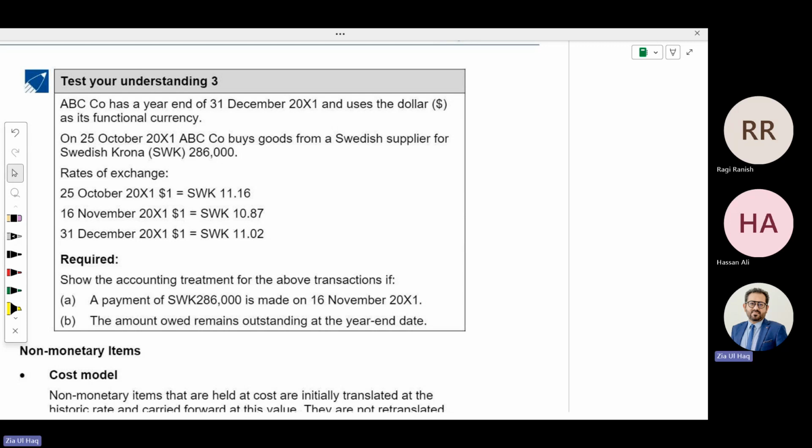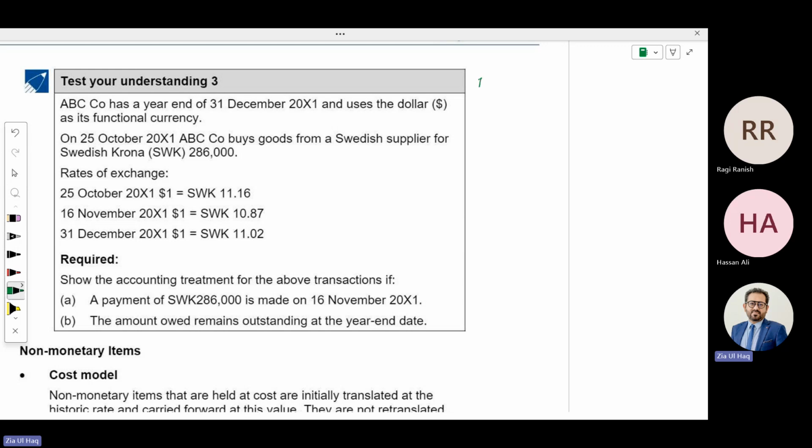So ABC company has a year ending 31st December 20x1 and uses the dollar as its functional currency. On 25th October 20x1, before year end, ABC company buys goods from a Swedish supplier for 286,000 Swedish krona. And at 25th October, the rate is 11.16.